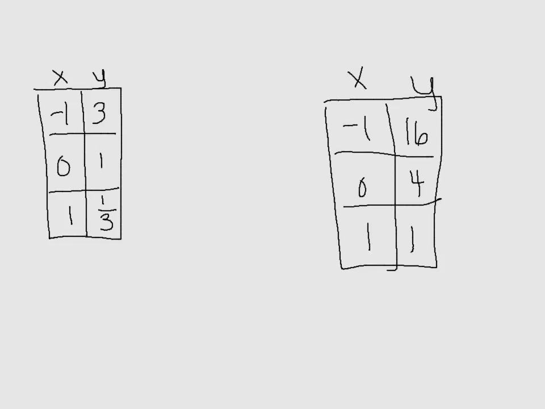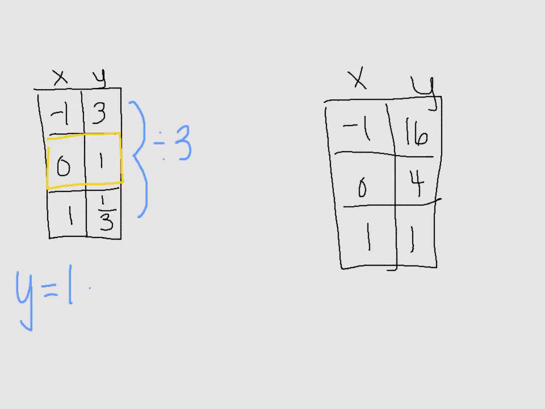Here are two more examples. I find my y-intercept, which is with my 0, and that is 1. So I have y equals 1 times, I go from 3 to 1 to 1/3. Every single time I divide by 3.